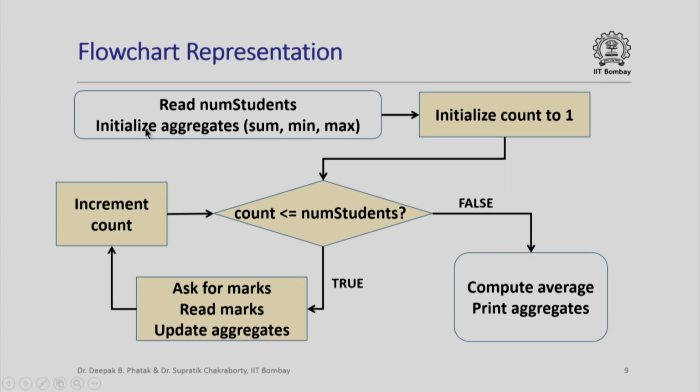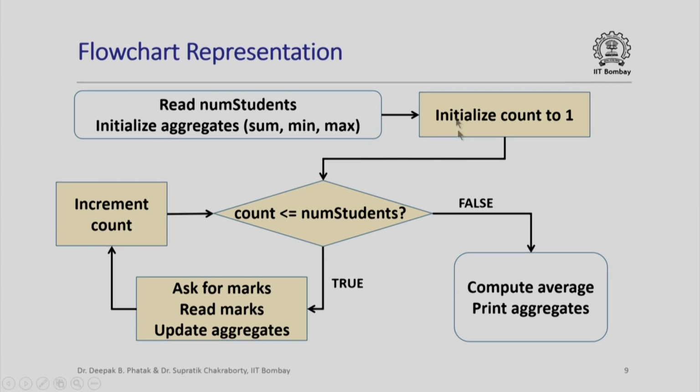We read the number of students, initialize the aggregates. Here the aggregates are sum, min and max. Then we initialize a counter to 1, check whether the value of this counter is less than or equal to the number of students. If so, we ask for the marks of the next student, read the marks, update the aggregates, then increment the count at the end of this iteration, and then come and check again whether the count is less than or equal to the number of students. Keep doing this until count becomes greater than the number of students, in which case the condition evaluates to false and we come out and compute the average and print aggregates.